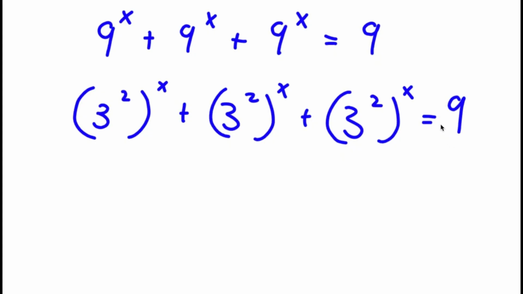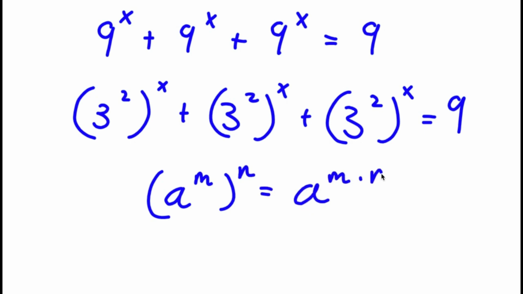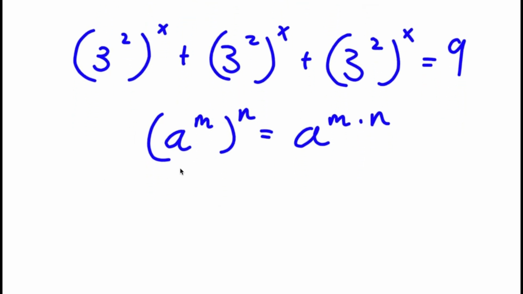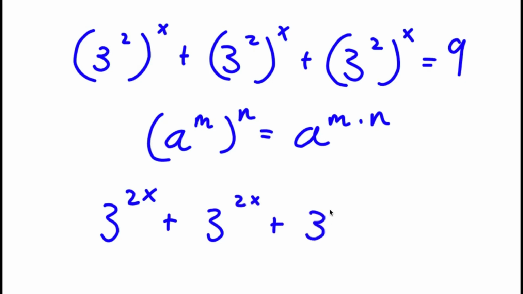Now, if I have something in the form a to the power of m to the power of n, this is equal to a to the power of m times n. So in this case, 3 to the power of 2 to the power of x, that's going to equal 3 to the power of 2 times x, which is simply just 2x. So I have 3 to the power of 2x plus 3 to the power of 2x plus 3 to the power of 2x is equal to 9.